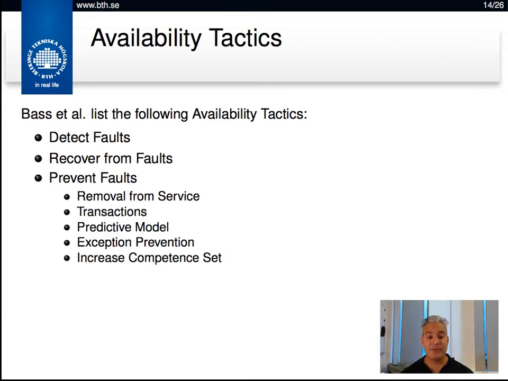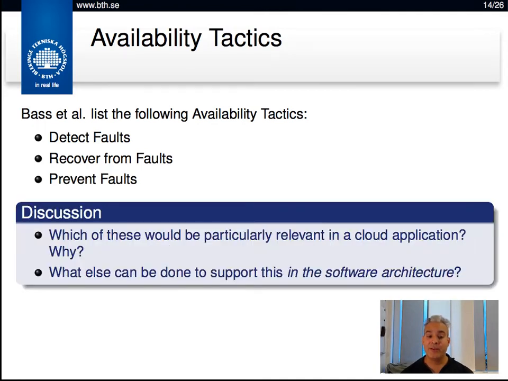And then preventing the faults can be done in a number of different ways as well. And I remind you again, which of these would be relevant in a cloud application, and what can we do to support this in the software architecture?